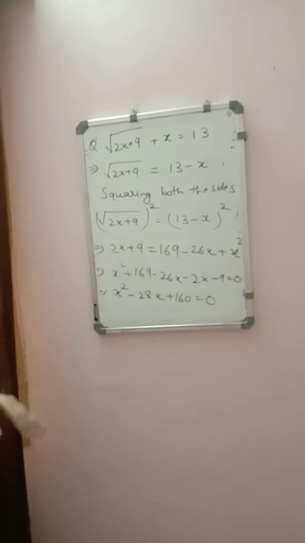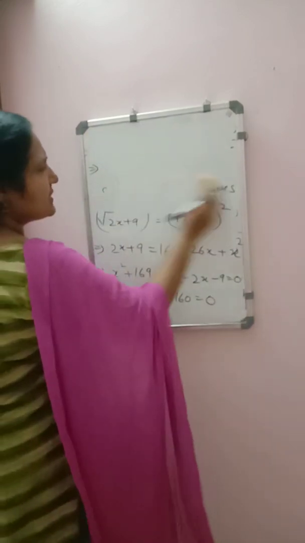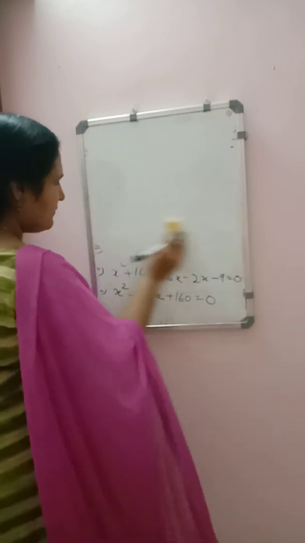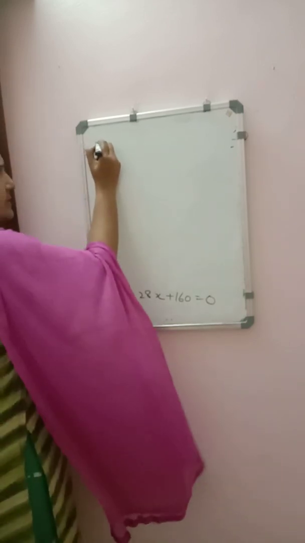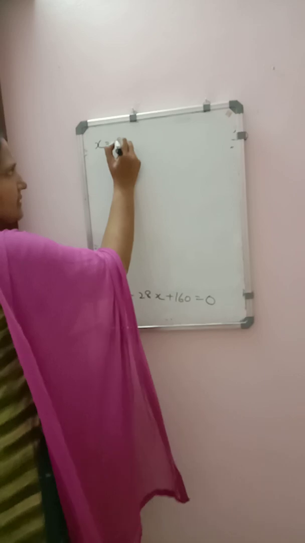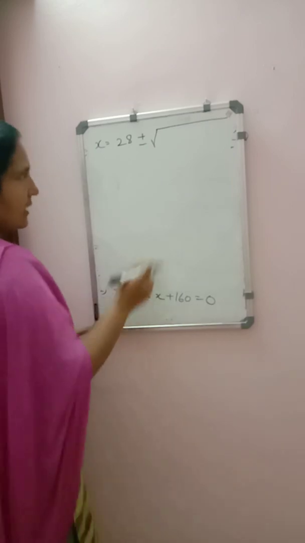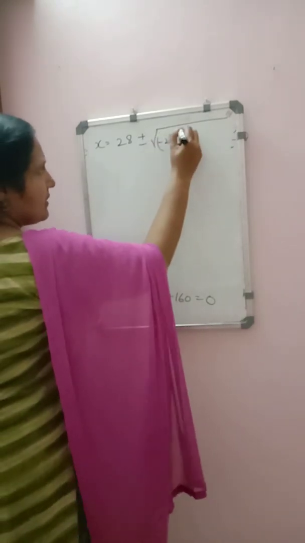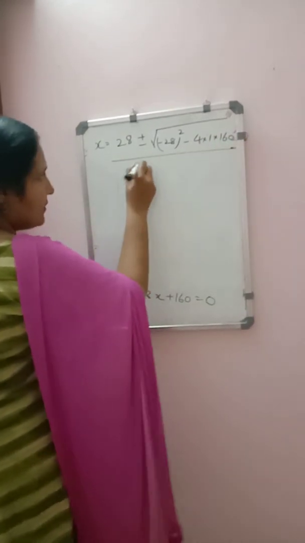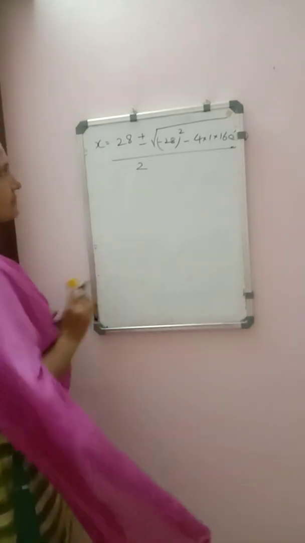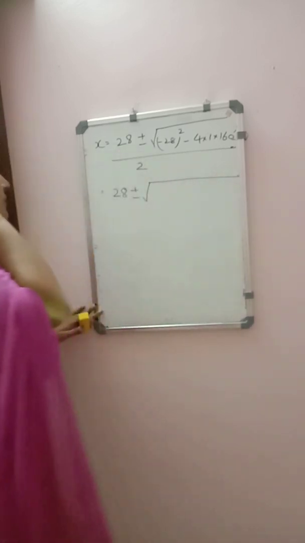After that, if you are able to find the numbers, you can use the factorization method. If you don't want to, because 160 is divisible by so many numbers and you have to think of a lot of numbers, you can use the quadratic formula. x is equal to minus b plus or minus square root of b square minus 4ac, over 2a. So minus of minus 28, plus or minus square root of 28 square minus 4 into 1 into 160, by 2 into 1.